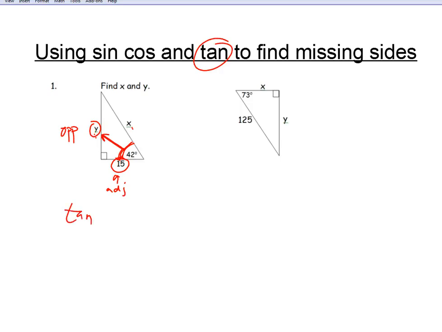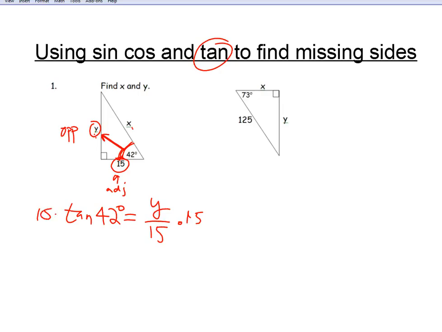So I can say that tangent of 42 degrees, and again, remember, you would always write the word next to the angle, is equal to the opposite side y over the adjacent side 15. Okay? Now, I failed to say this: you're going to need your graphing or scientific calculator at this point. To get y alone, don't you just multiply both sides by 15? 15 here and 15 here.